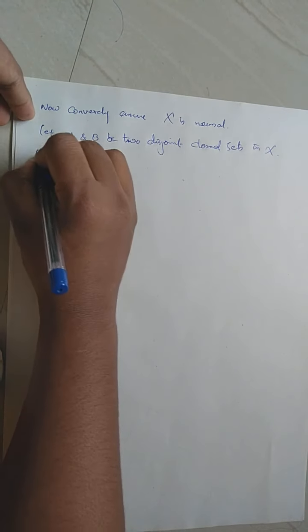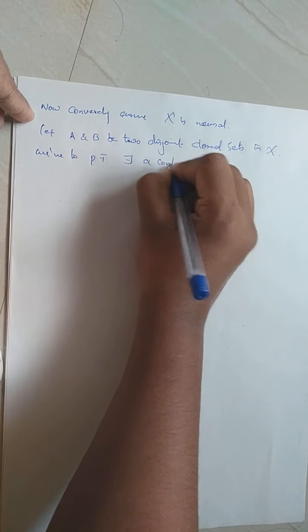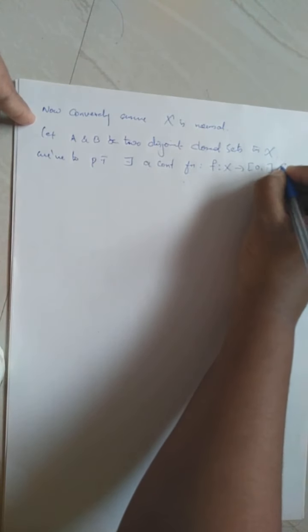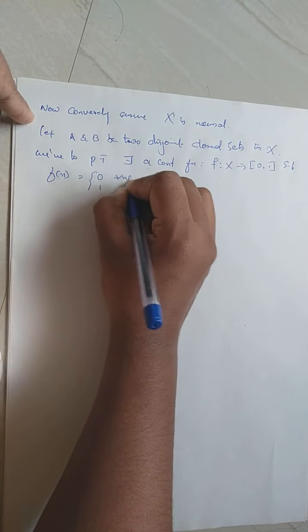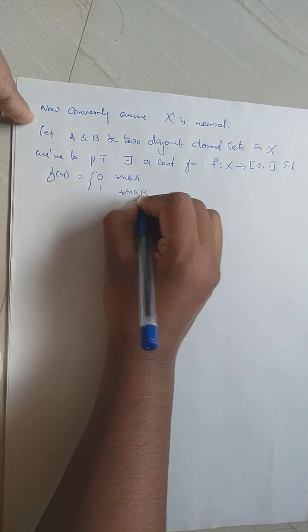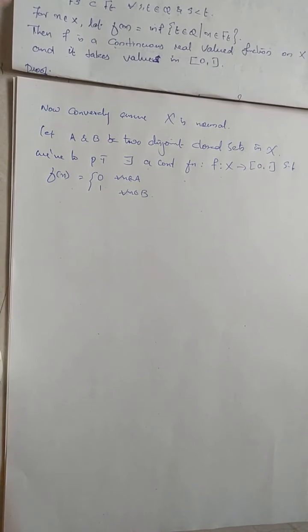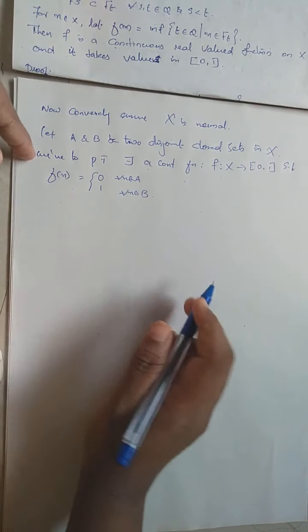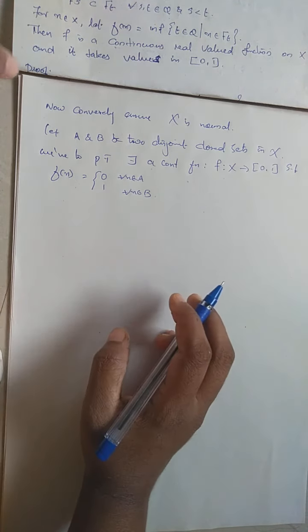Now we have to prove that there exists a continuous function f from X to [0, 1] such that f(x) equals 0 for every x in A and 1 for every x in B. This is what we want to prove. To prove the existence of this function, we are going to use Lemma 2, which is also proved in the second part of Urysohn's characterization of normality.